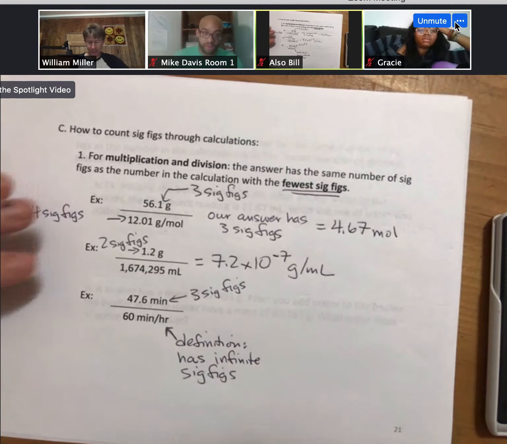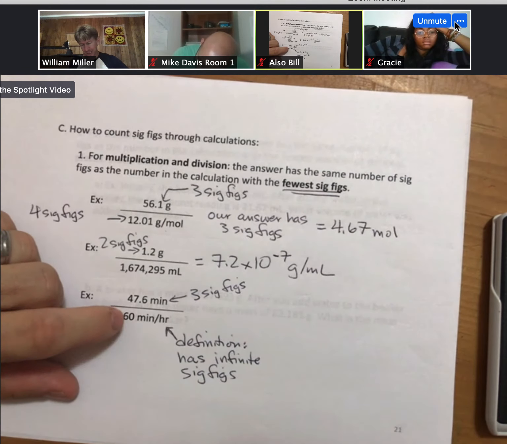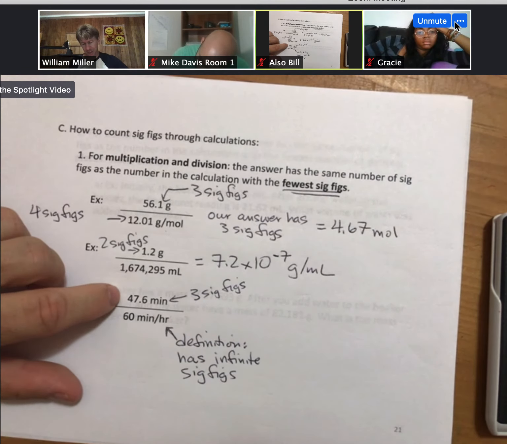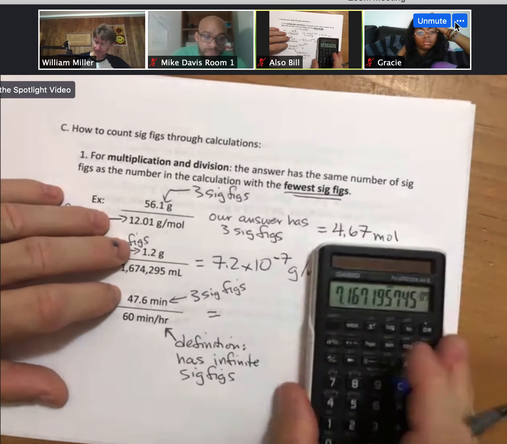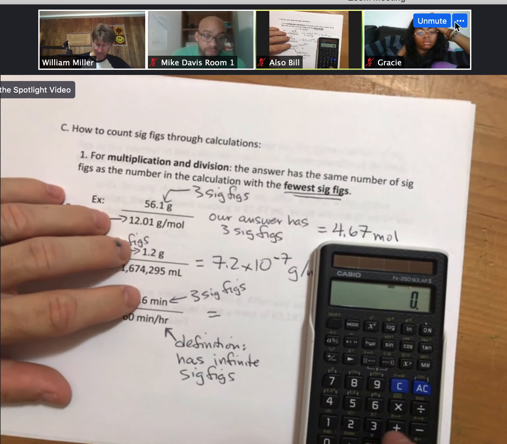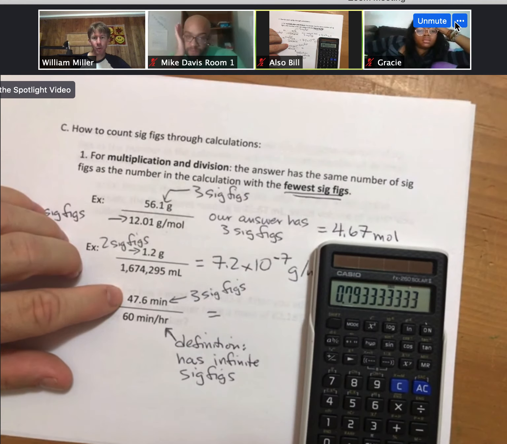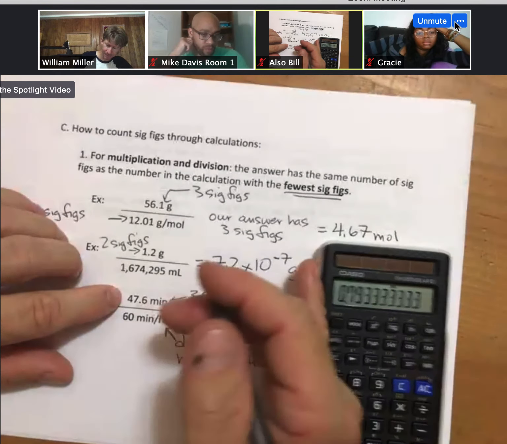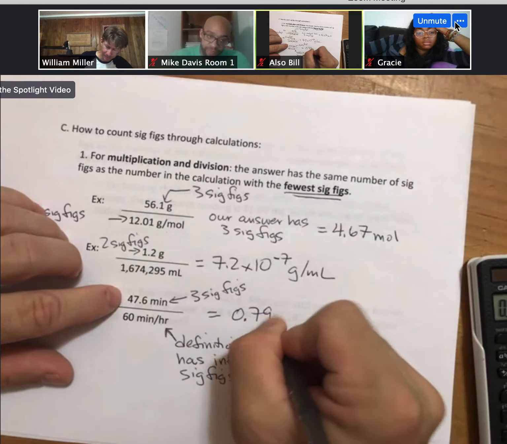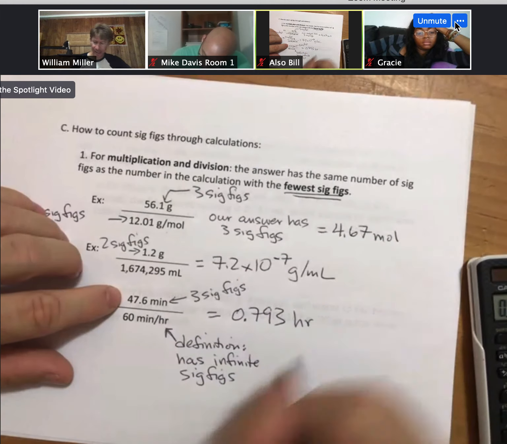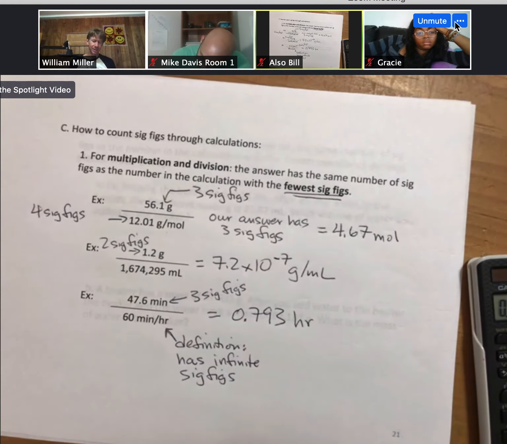And that's important because if the bottom number has infinite sig figs and the top number has 3 sig figs, 3 is less. So when I do this math, it will be 47.6 divided by 60, 0.7933333333. We're only reporting it to 3 sig figs, 0.793. And with canceling units, the units should be hours.